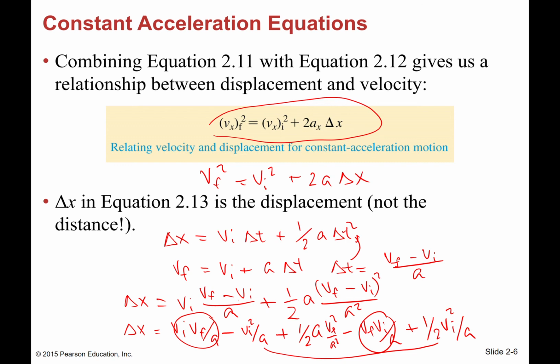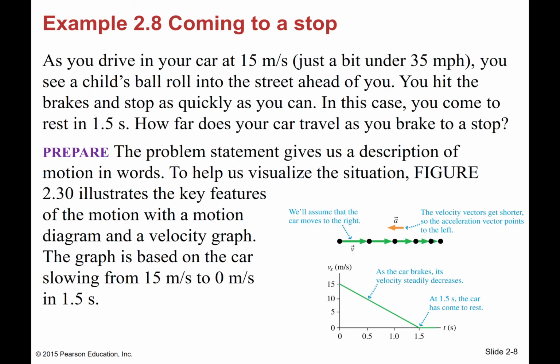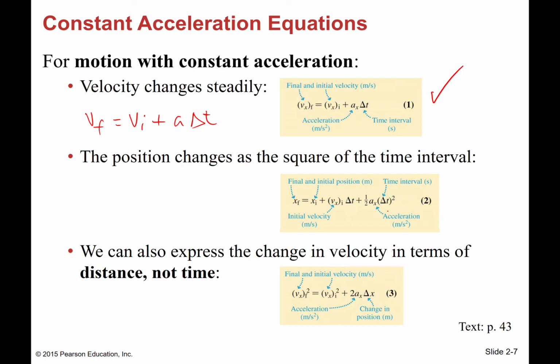So now we have three equations that we can use. The first equation says the final velocity is equal to the initial velocity plus the acceleration times delta t. The second equation says the final position is equal to the initial position plus Vi delta t plus 1/2 a delta t squared. And finally, Vf squared is equal to Vi squared plus 2 times a delta x.